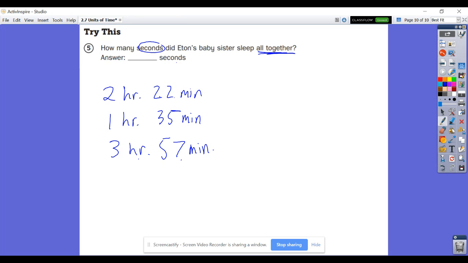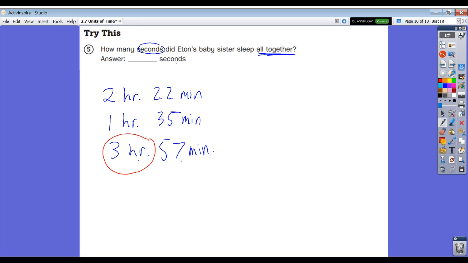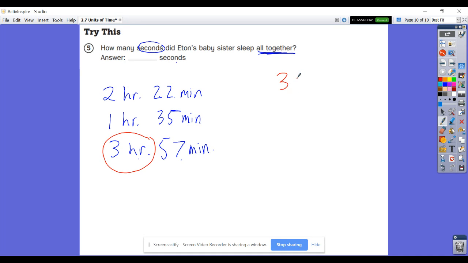Now we need to get that into seconds. Let's deal with them one piece at a time. First, I'm going to take this 3 hours, and I'm going to figure out how many seconds that is. Now, before I could figure out how many seconds, let's start by just thinking about how many minutes that is. So to get from hours to minutes, I do times 60 because there are 60 minutes in an hour. Okay, 6 times 3 is 18. Add a 0. So this is 180 minutes, good units.